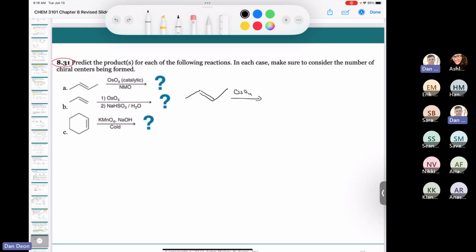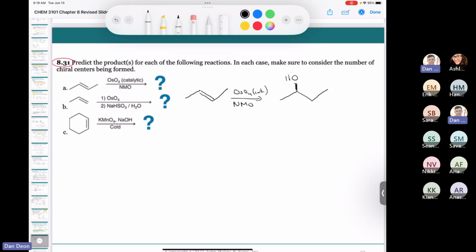Son of a gun. Mr. Dion, what are you doing? There we go. And then NMO. So is this going to be a syn addition or an anti-addition? It's not a trick question. Anybody? Is this a syn addition or an anti-addition? It's syn addition, right? So we're going to end up with something that looks like this.